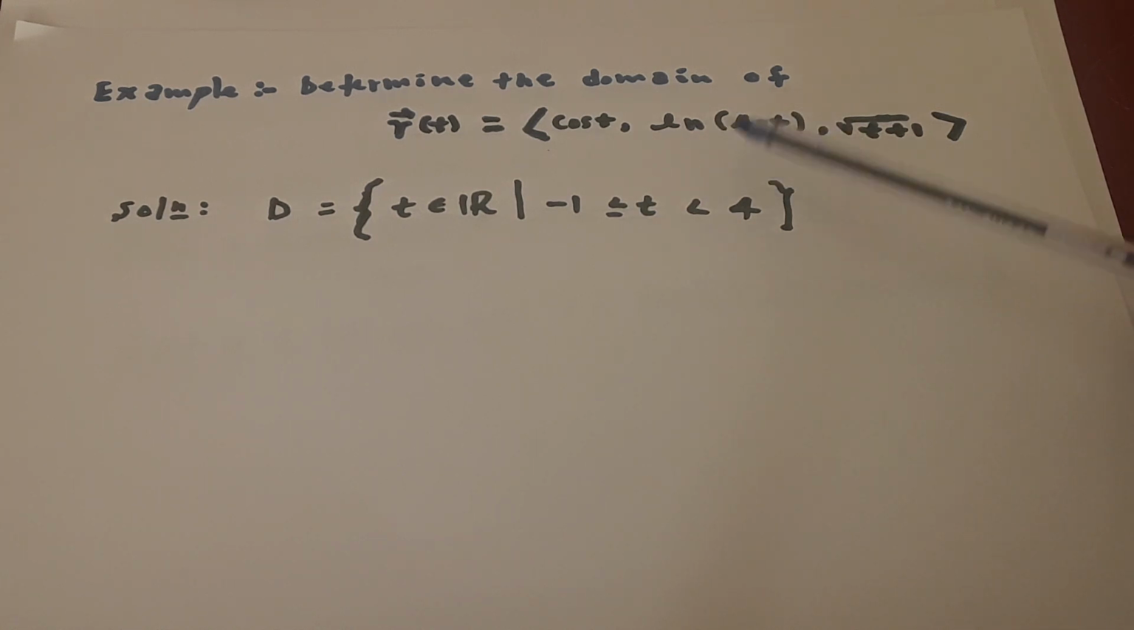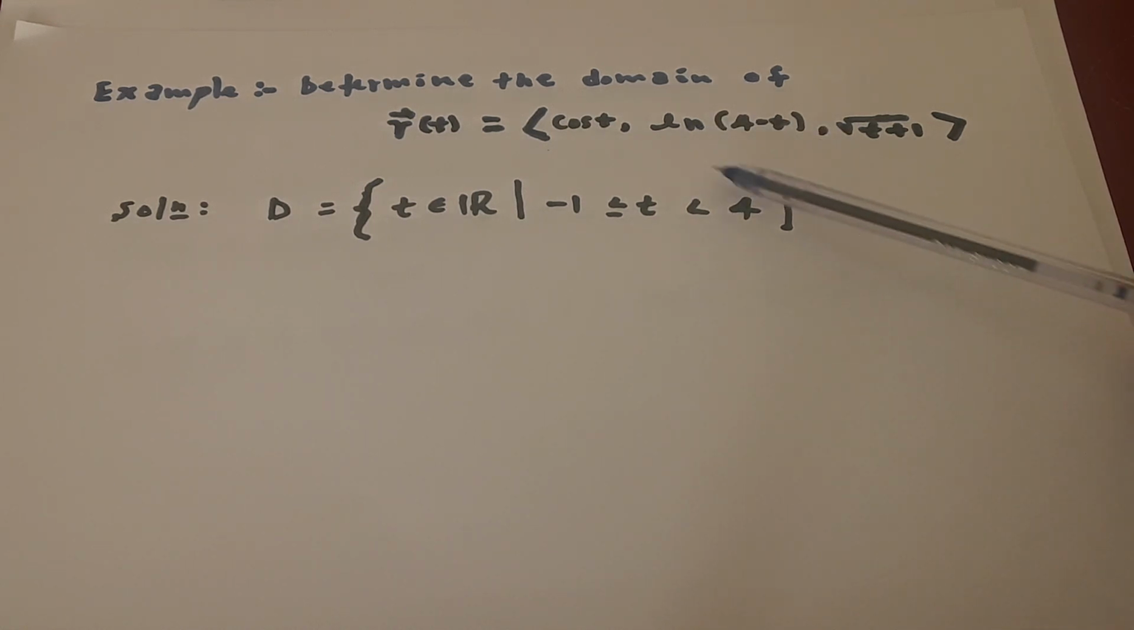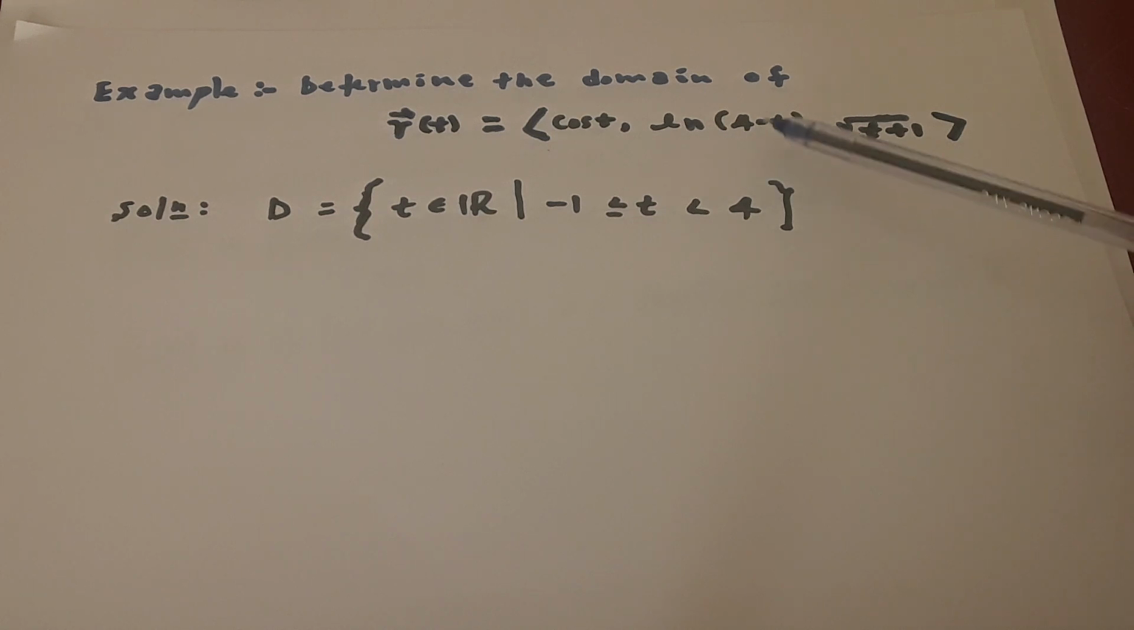t. 4 minus t must be positive to define the natural logarithm, because the set of input values here, 4 minus t, should be positive, so that's why 4 minus t is greater than 0. Again, the square root of t plus 1 is non-negative. It might be 0 or it might be positive, so t plus 1 is greater than or equal to 0. That means t is greater than or equal to minus 1.